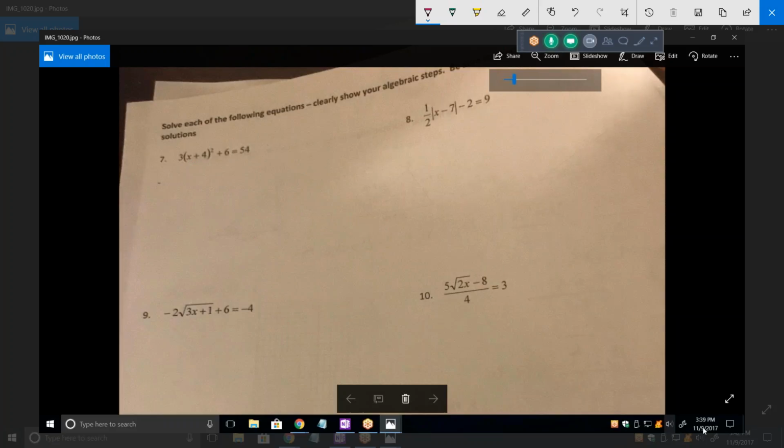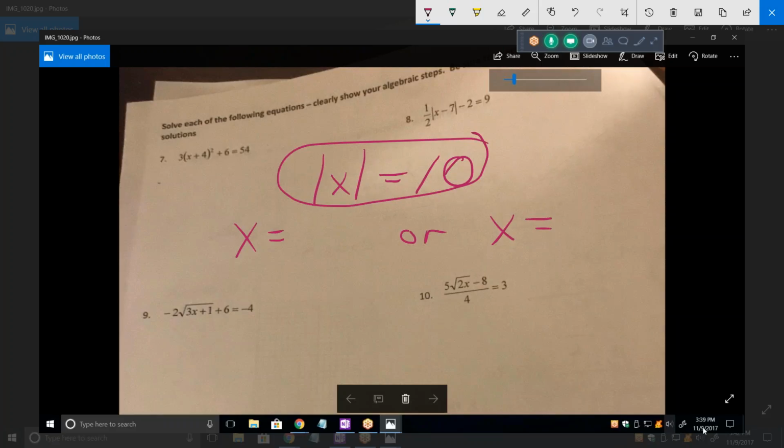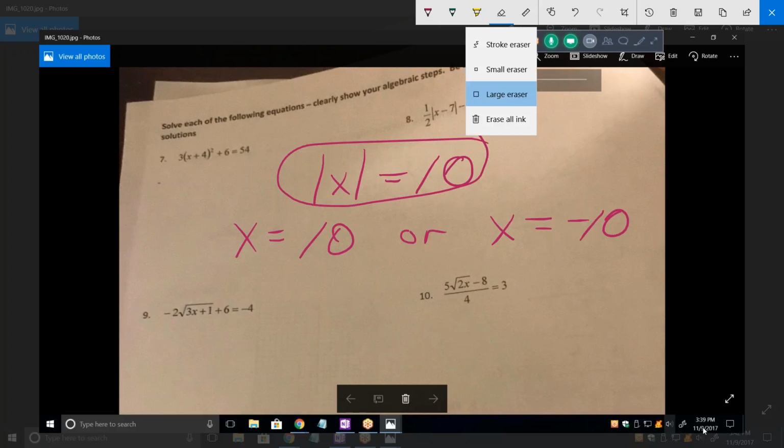Now, number 8, let's go through the principle here. What's that mean? Two things. X. When I say that means two things, I mean I want you to write two different equations. X equals 10 and X equals negative 10. Okay, that's the way you handle absolute value.